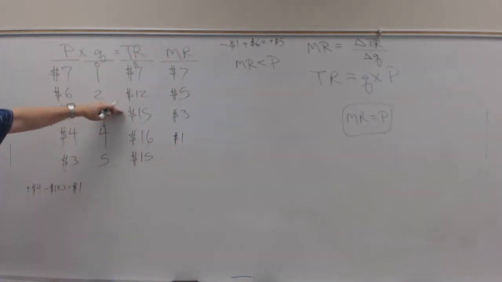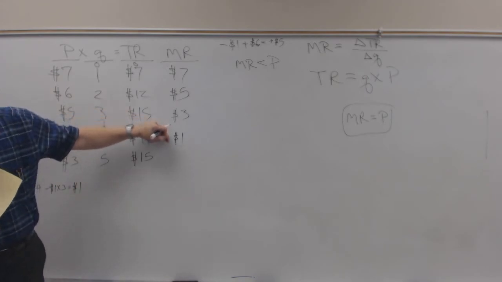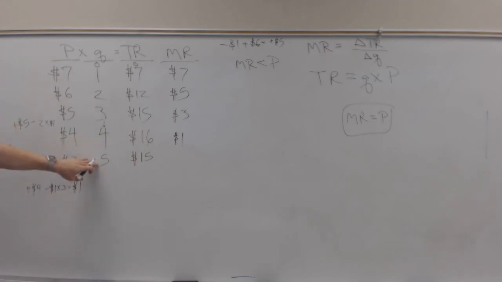And you can see total revenue did go from 15 to 16. Even though your price for that fourth unit is 4, the extra revenue you're getting is only 1. And now look at the fifth. If you decide to sell the fifth, you have to cut your price to $3.